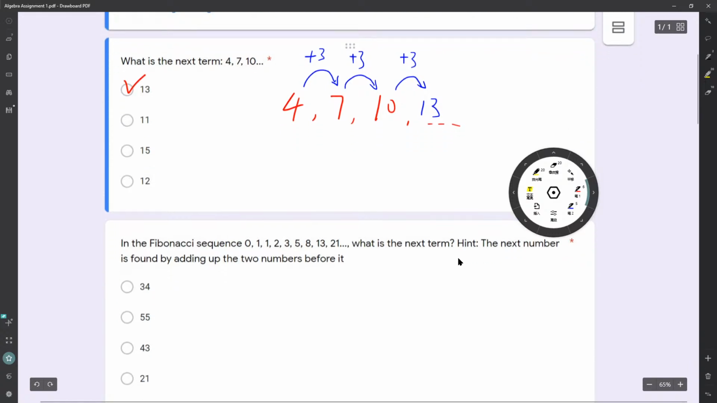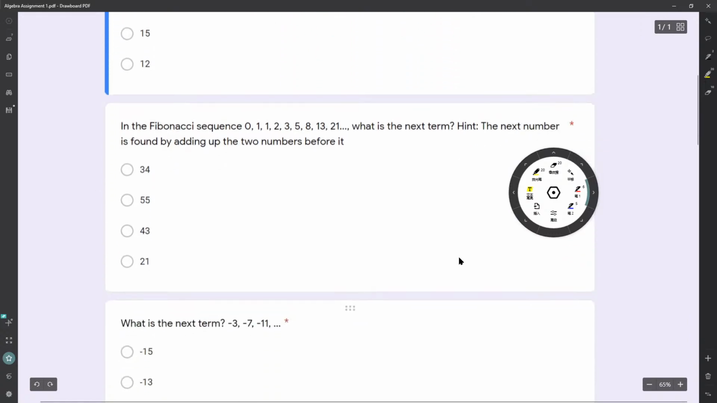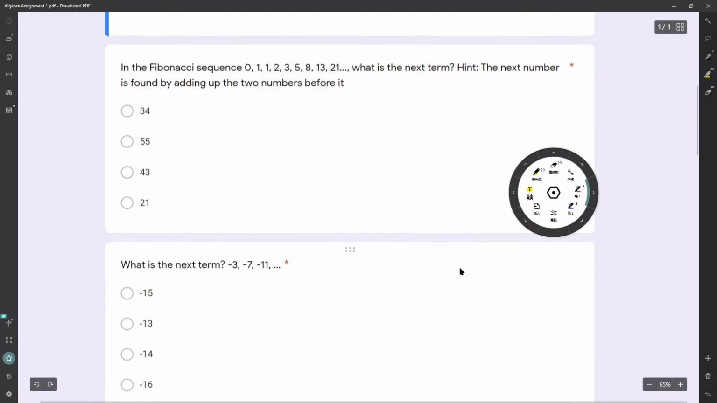And next, in the Fibonacci sequence, 0, 1, 1, 2, 3, 5, 8, 13, 21. What is the next term? The Fibonacci sequence is famous for its special pattern. We have the first and second terms as 0 and 1. Then starting from the third, it's the sum of the previous two terms.